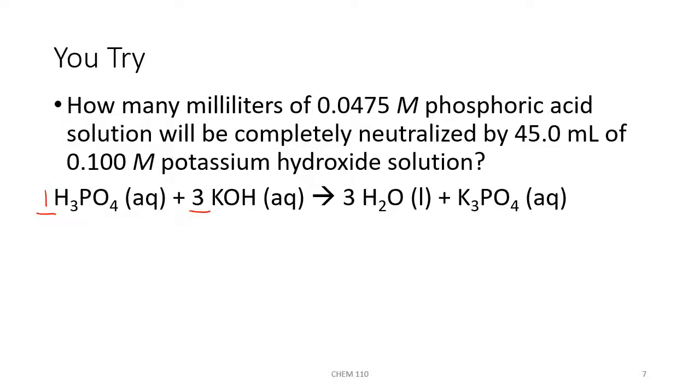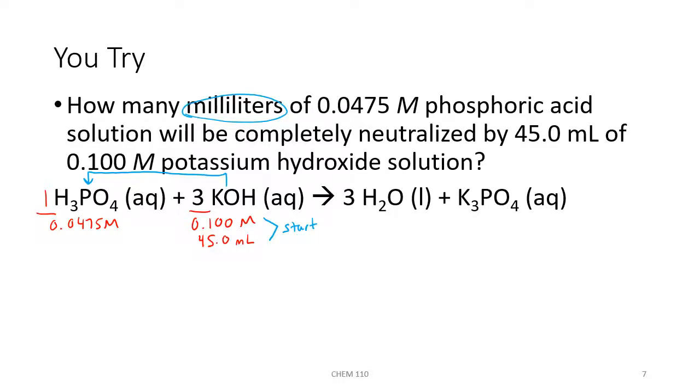We were told that our concentration of phosphoric acid is 0.0475 molar. Our potassium hydroxide is 0.100 molar. And we have 45 milliliters of our potassium hydroxide. So notice, for only one of the reactants are we given a concentration and a volume. That means we're going to start with the potassium hydroxide in order to get the moles. Once we have the moles of potassium hydroxide, we can work over to the phosphoric acid and figure out the volume required in milliliters.